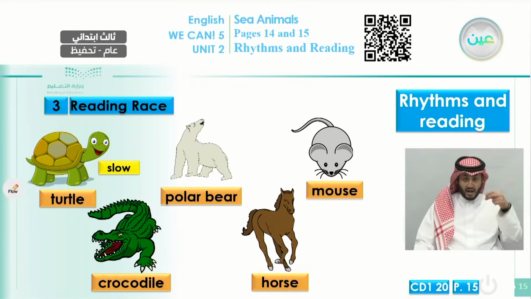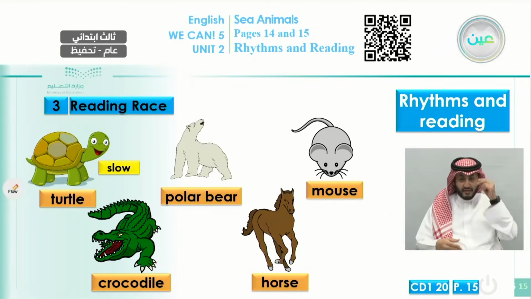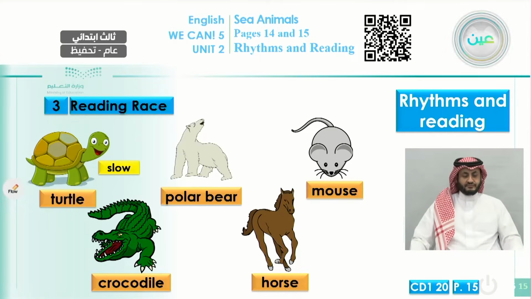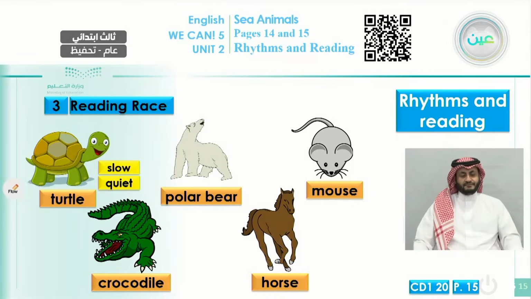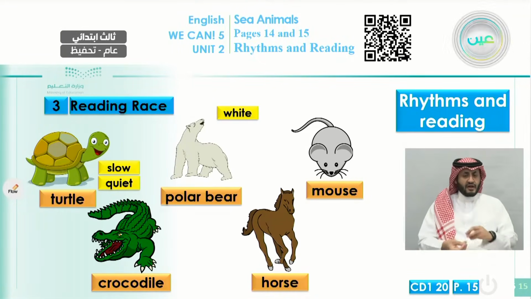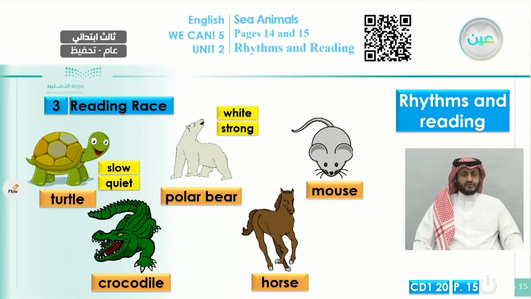So what do we know about these animals? What are the adjectives that we can give to these animals? What do you know about the turtle? We can say turtle is slow. What else? The turtle is quiet as well. Okay, what do you know about the bear? The polar bear, it is white. We can say the polar bear is white, and also it is strong. The polar bear is strong.